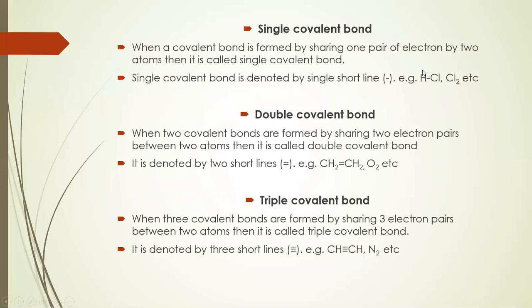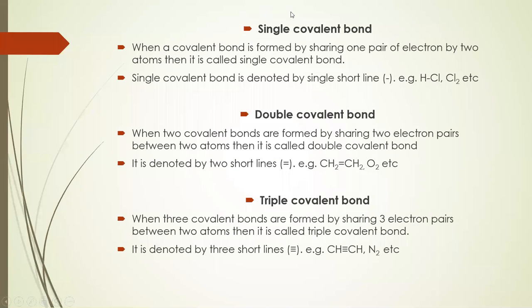Now, here is the representation of the single covalent bond and its definition. It is formed when only one pair of electrons is shared by the two atoms of an element, for example HCl and chlorine, which share one electron pair together.